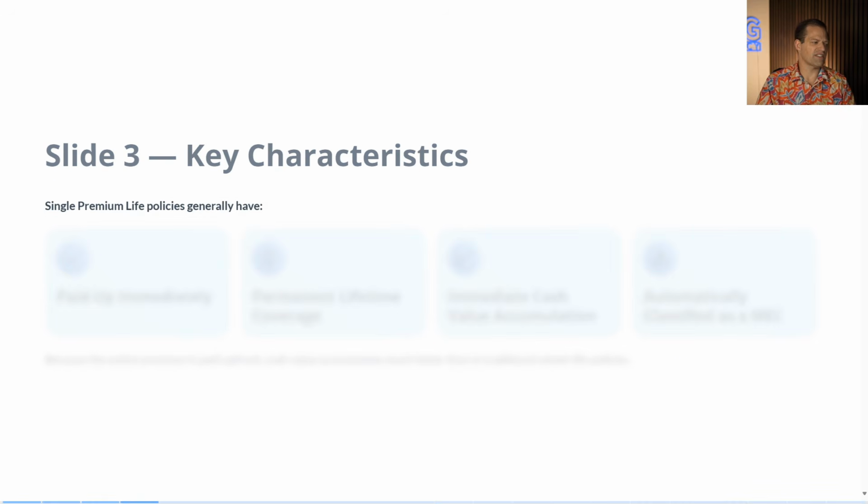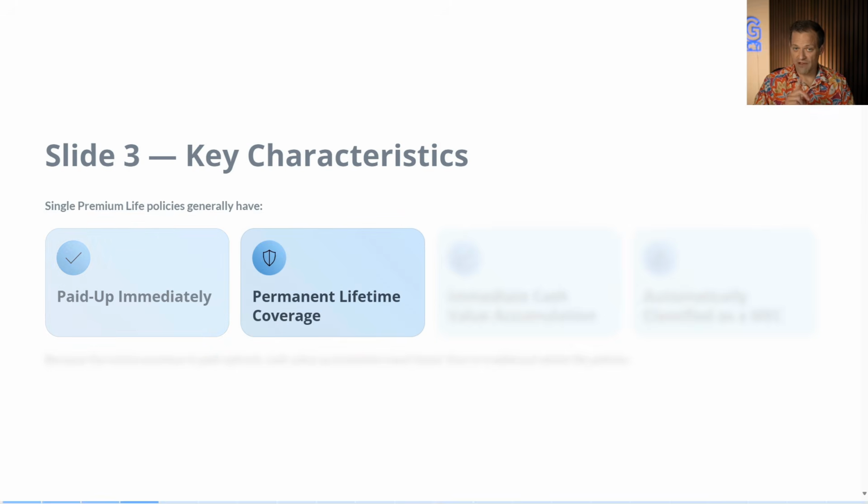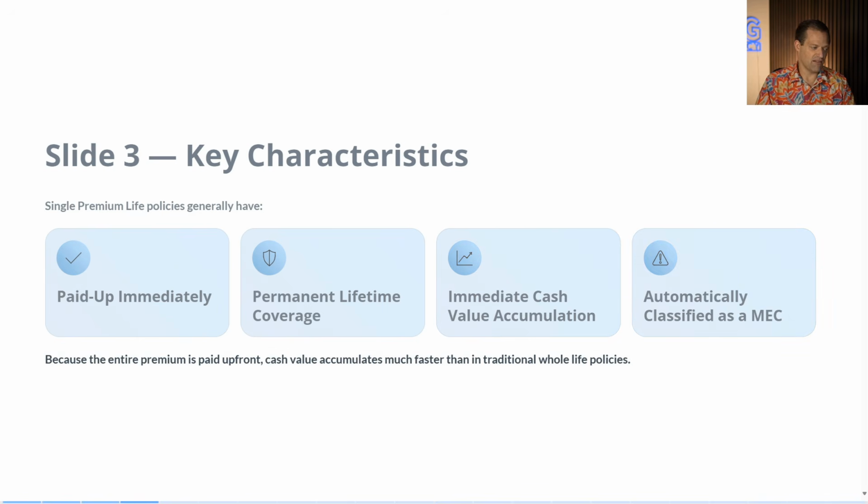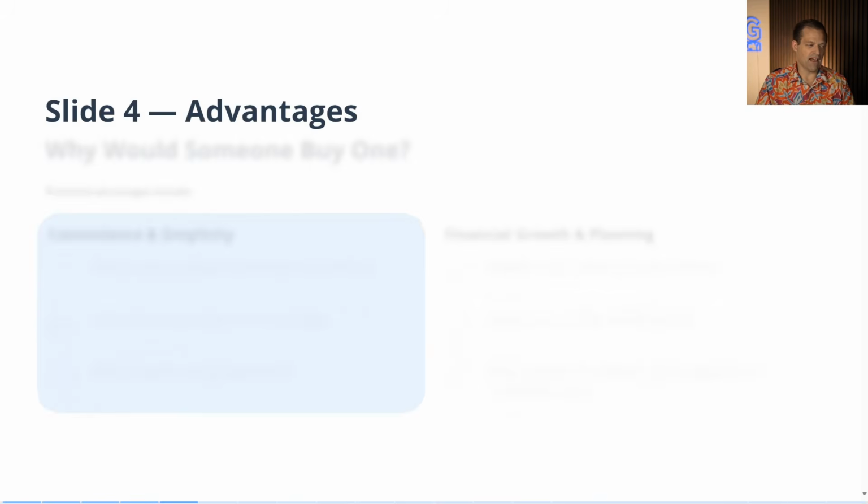So key characteristics of the policy include having it paid up immediately. It's permanent lifetime coverage, the whole life insurance, okay? It's immediate cash value accumulation, and it's automatically classified as a MEC. Because the entire premium is paid up front, cash value accumulates much faster than in traditional whole life policies.